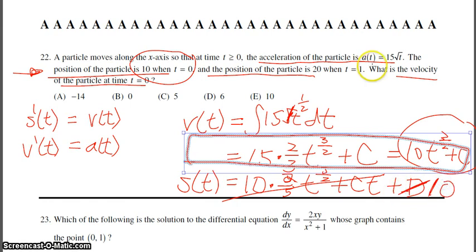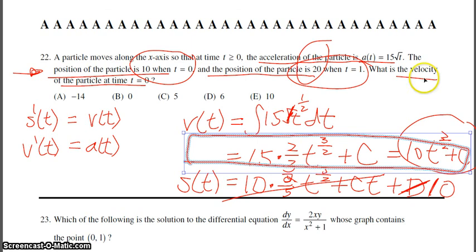Now you plug in another point, let t be 1. See, they give you good numbers. All this becomes 1. This is a 4. 4 plus c plus 10 equals 20. So you find out c is equal to 6.